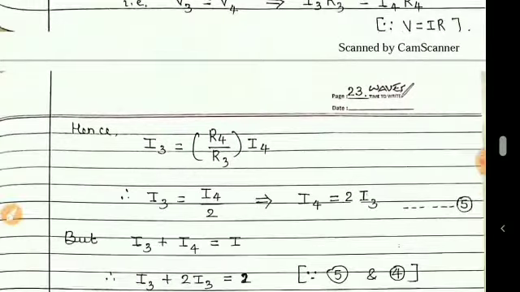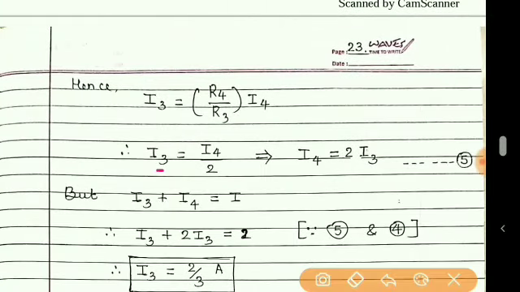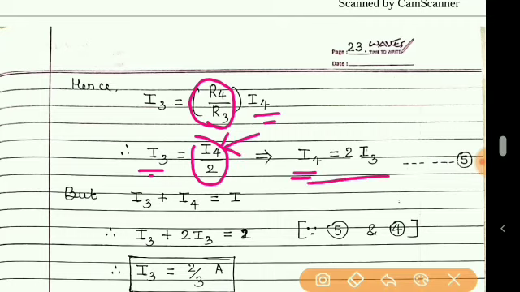So here we get I3 is equal to 1 by 2 into I4, so it is I4 by 2. Making I4 the subject, we get I4 is equal to 2I3. Give this equation number 5.